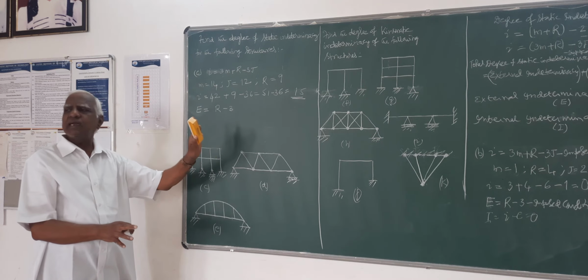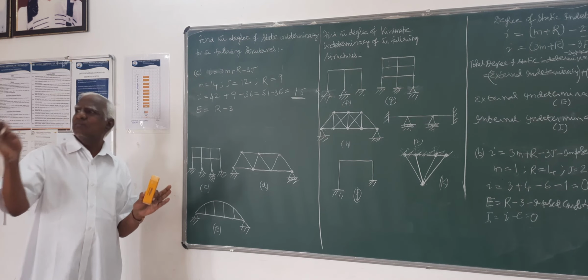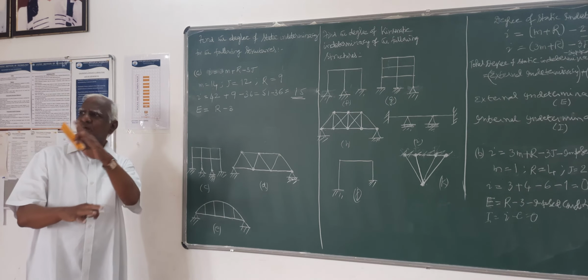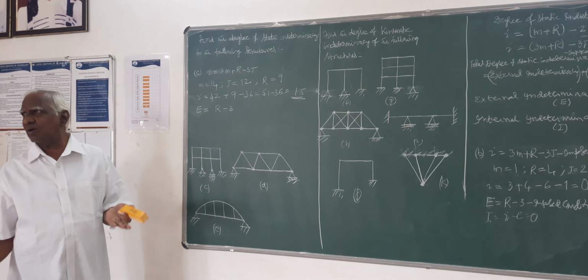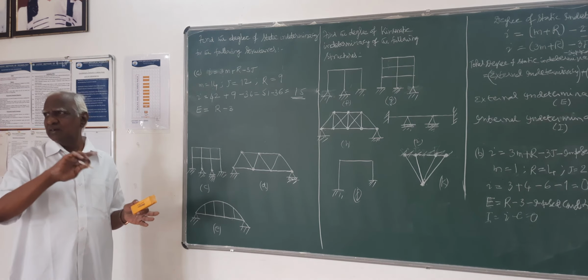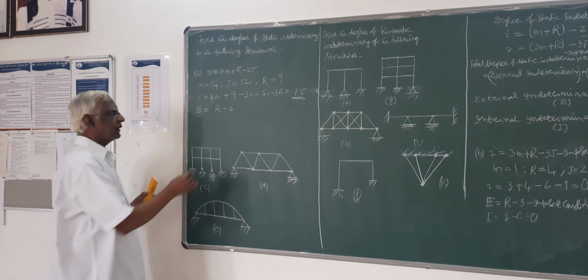For finding internal indeterminacy, we consider each joint. For a member, we consider a free body diagram. Either you take a section, consider the free body diagram towards either left or right, and consider only those cut members, internal forces and support reactions, and find the degree of indeterminacy.